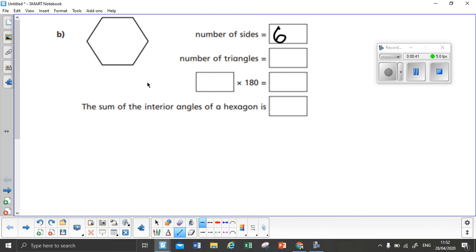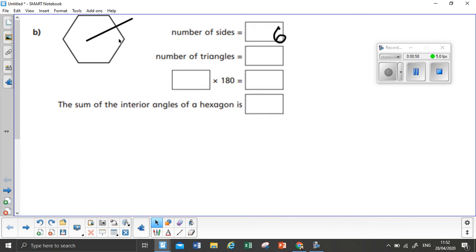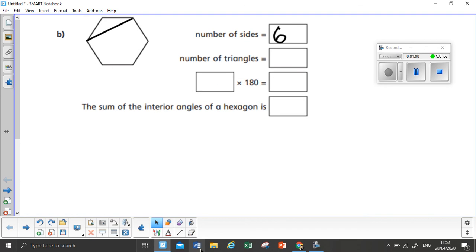Okay, number of triangles. So I'm going to start from one of the vertices here. So I'm just going to draw across, and you can see I've made a triangle there. Okay, 3-sided shape. So I need to do another 3-sided shape. So if this is one side and this is one side, I can go straight across to make another triangle.